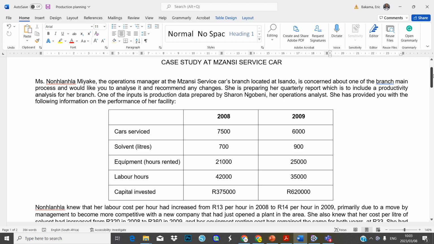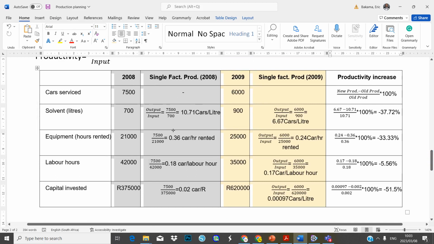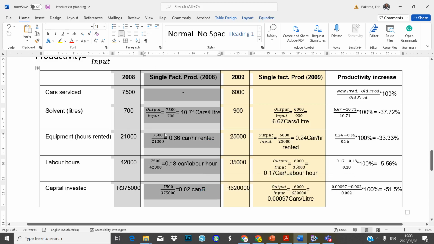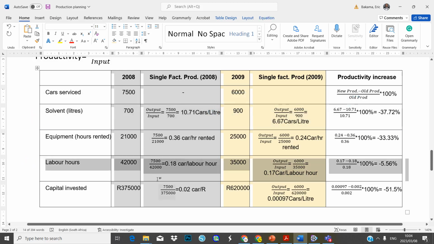So what we were requested to do in the very first part was to look at the single factor productivity, which means that we looked at all the different inputs and how they affect productivity individually. And then we also looked at the multi-factor. This video is going to allow us to look at the multi-factor. For the single factor, everything that is gray here shows how we did the single factor productivity for 2008. The key things I would like to repeat are the formula you need to know, the ratio, how to calculate it, and above everything, the unit, because the unit is what differentiates, for example, the solvent productivity from the labor productivity.